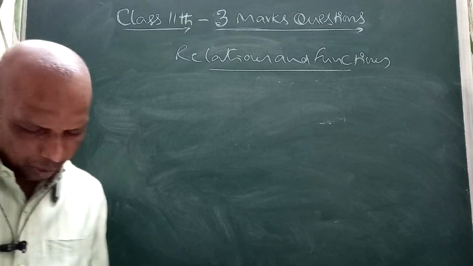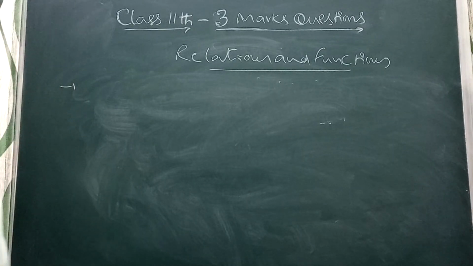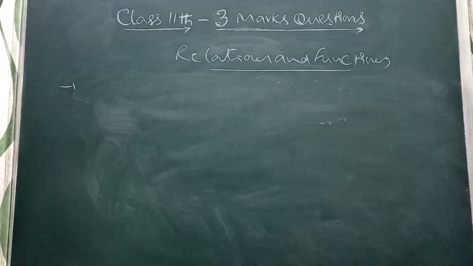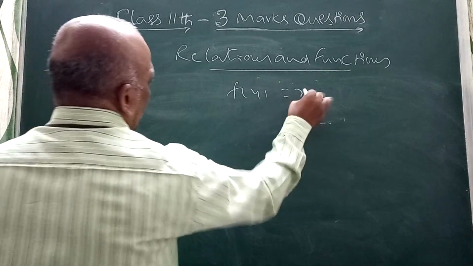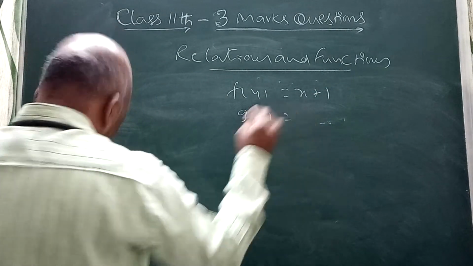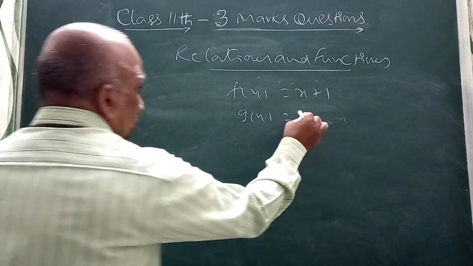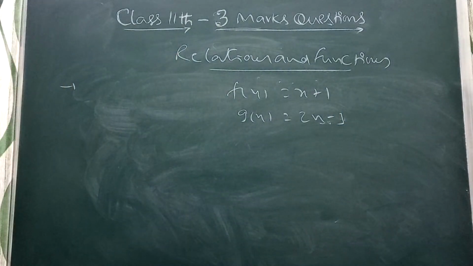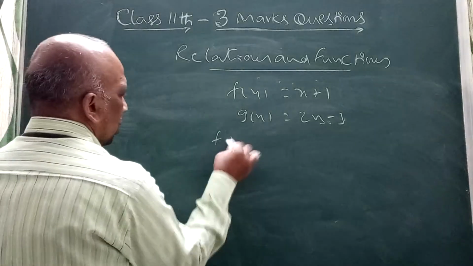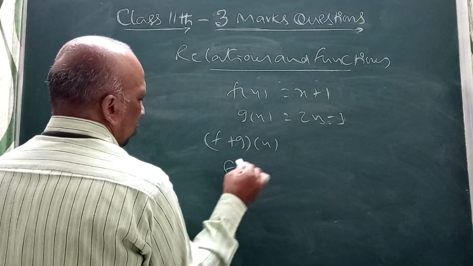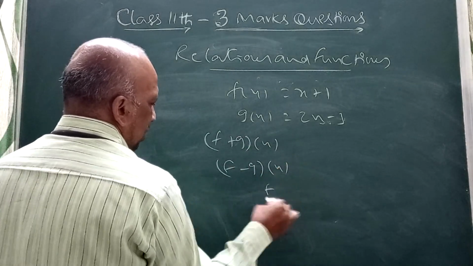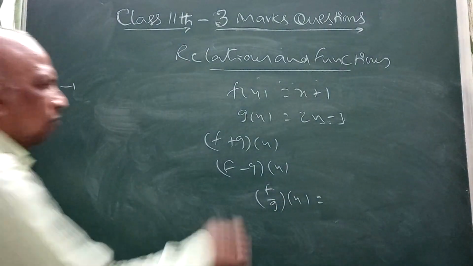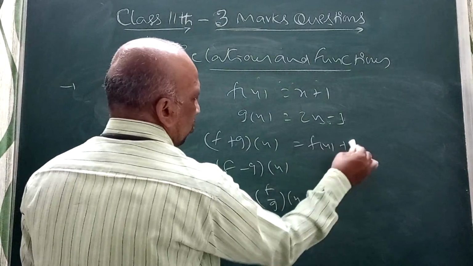See, there is a problem here. Let f and g from R to R be defined by f of x equal to x plus 1 and g of x equal to 2x minus 3. Then find f plus g of x, f minus g of x, f by g of x. They will ask this for 3 marks. F plus g of x is f of x plus g of x.